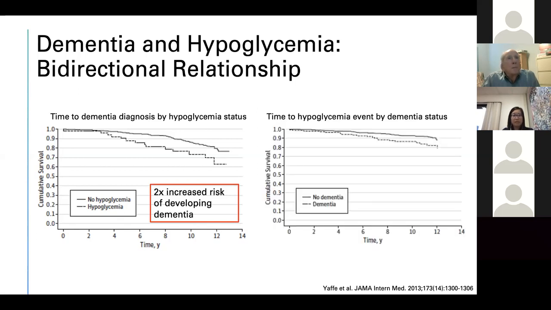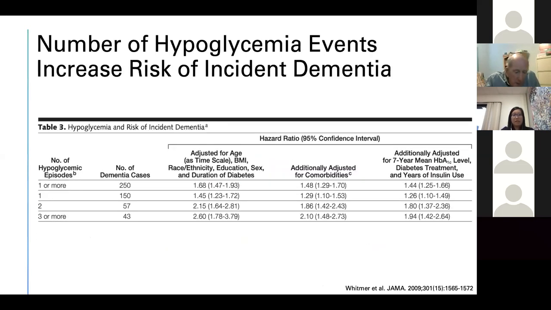And similarly, those patients who had dementia had about a 3 times increased risk of developing a hypoglycemia event. And really, the number of hypoglycemic events increases the risk of incident dementia, and the more episodes you have that require hospitalization, the more likely you are to develop dementia.